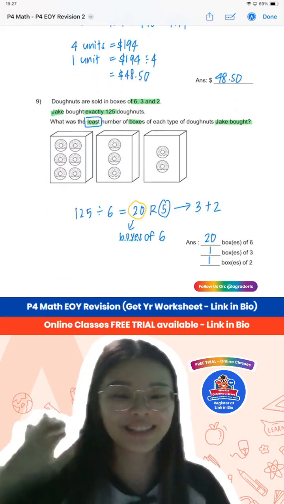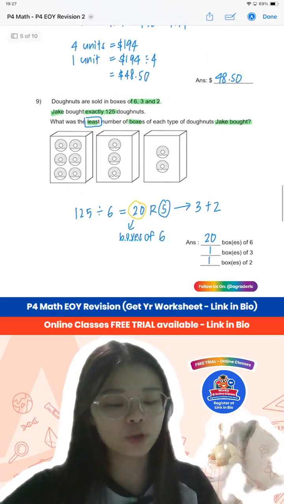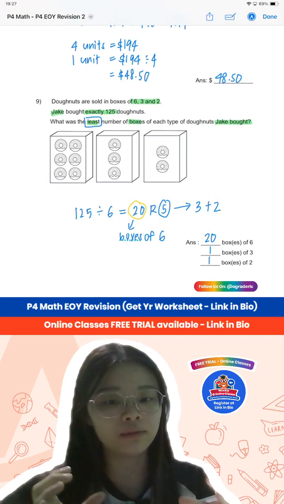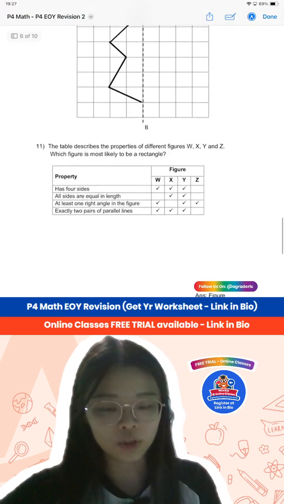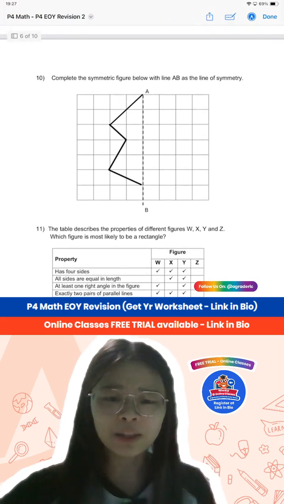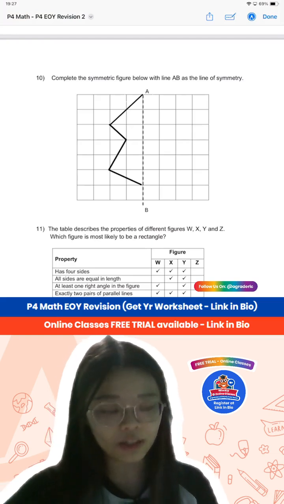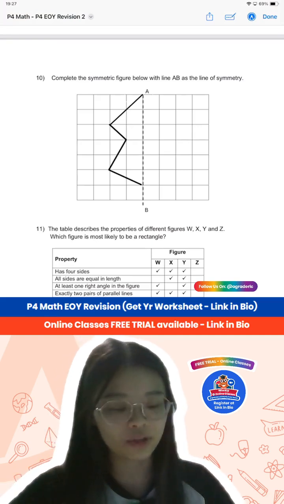So don't assume first. This is only lucky because the value is small. But once you work with a larger value, then you can't start subtracting first. So start dividing first before you subtract. Question 10 is a little bit difficult to explain here. Complete the symmetric figure below with line AB as the line of symmetry.